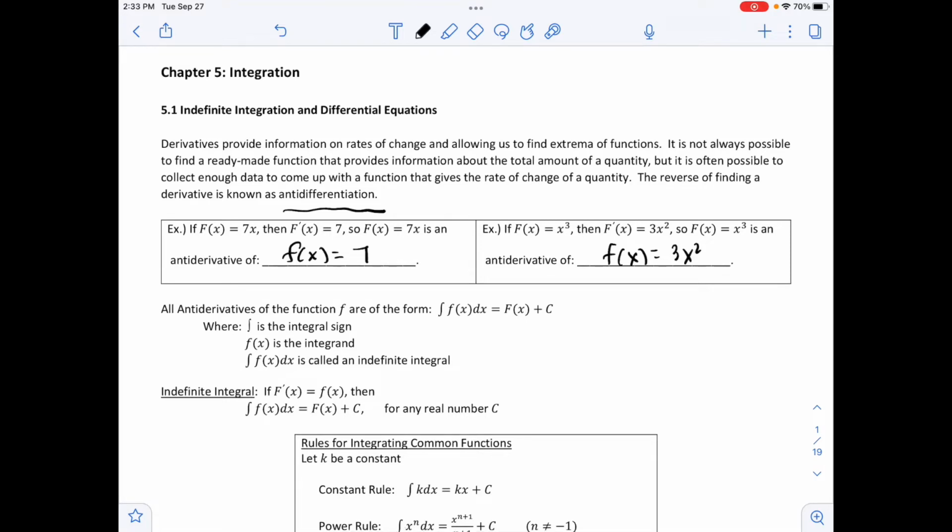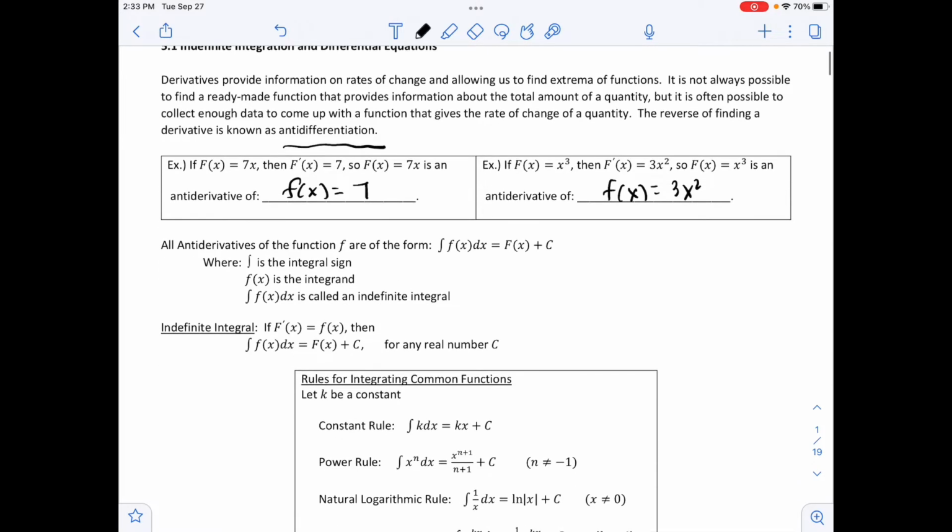All antiderivatives of a function f are of the form, you'll see this symbol, it looks almost like a little snake. That's an integral symbol. The integral of f of x dx equals F of x plus c. The integral sign, f of x is the integrand, what you're integrating, and the integral of f of x dx is called an indefinite integral. Also, the dx here tells you what to integrate with respect to.